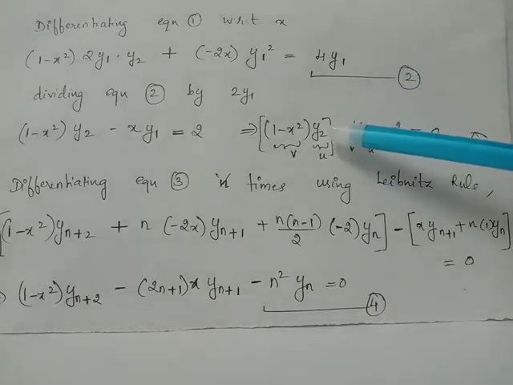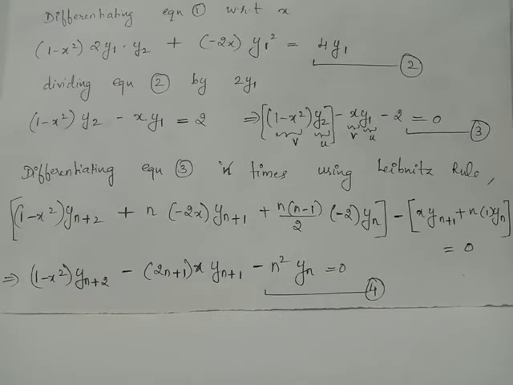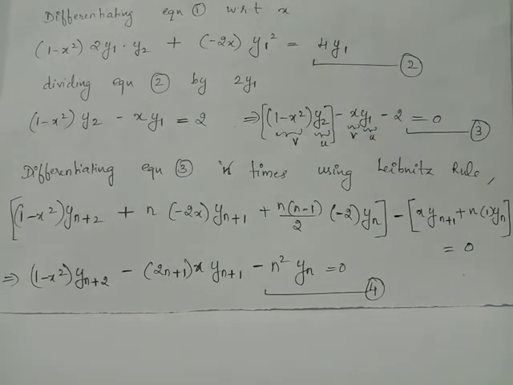When y2 is selected as u after application of Leibniz rule, you will get the nth order derivative as yn plus 2. When y1 is selected as u, you will get the nth order derivative as yn plus 1. And that is the reason why we select u equals y2 and u equals y1. When you apply Leibniz rule for this term, you get the term 1 minus x square yn plus 2 plus n into negative 2x yn plus 1 plus n into n minus 1 upon 2 into negative 2 into yn.